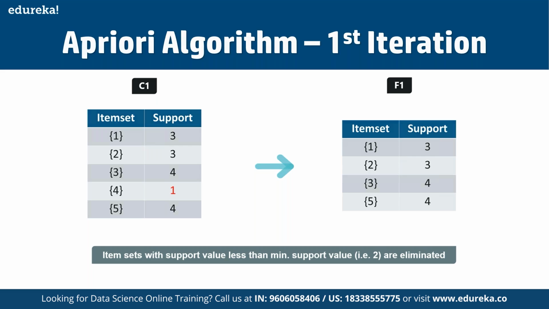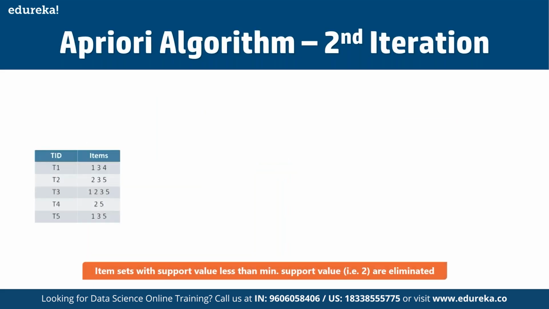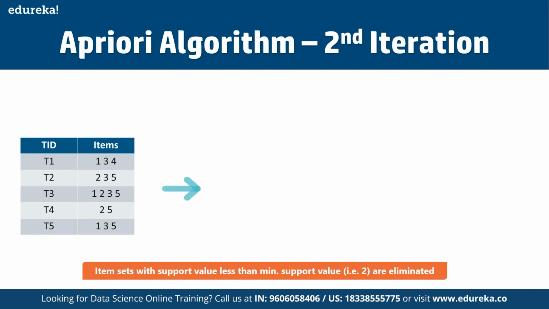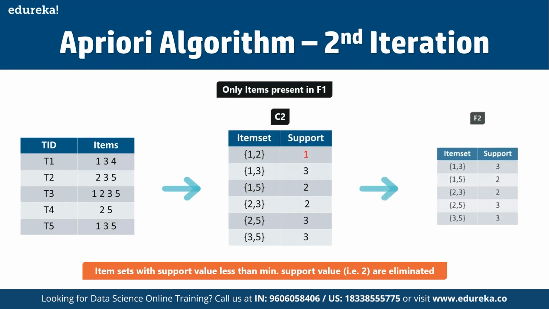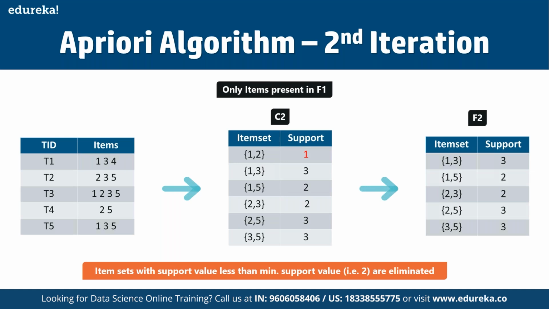Next, we are going to create the item sets of size 2 and calculate their support values. So all the combinations of item sets in F1 are used in the iteration here. So here we have C2, and then we have the F1 here. Basically, we are going to make use of the entire iteration here, and item sets having support less than 2 are eliminated again. And in this case, we have 1 and 2, right?